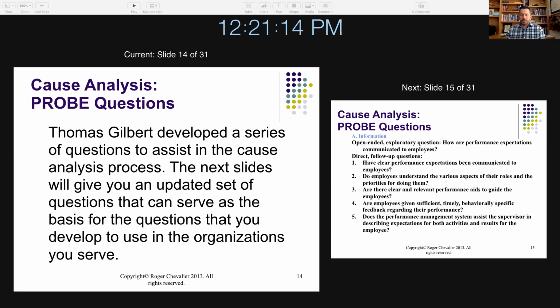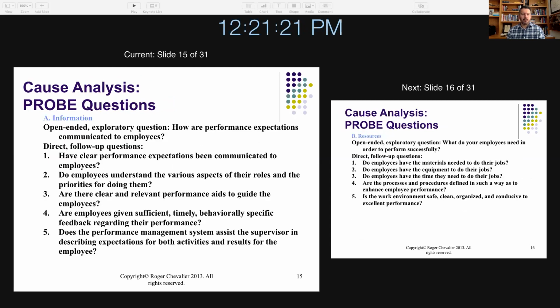I get into the slides here with some questions that we could ask. Some of them are open-ended, some of them are direct follow-up questions. Roger Chevalier recommended that we start with an open-ended question. How are performance expectations communicated to employees? It leaves it very open so that whoever's answering that question could really add whatever they want to that question.